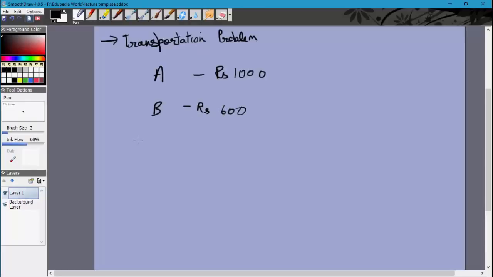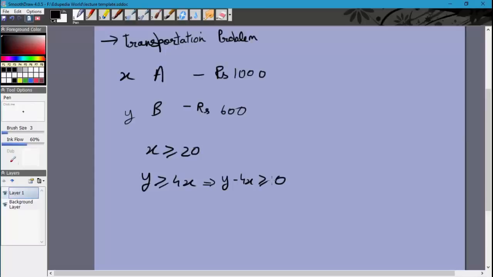But the constraints are given, we need at least 20 seats for the executive class. So if this is x and this is y, the first constraint is that x has to be greater than or equal to 20. Then we are given at least 4 times as many passengers prefer to travel by economy than by executive. That means y has to be greater than or equal to 4x. Another way of writing this would be y minus 4x greater than or equal to 0.